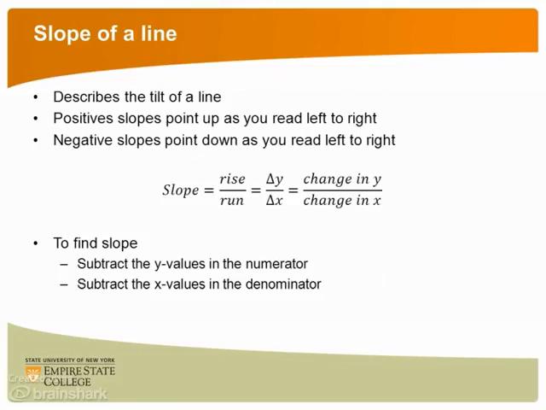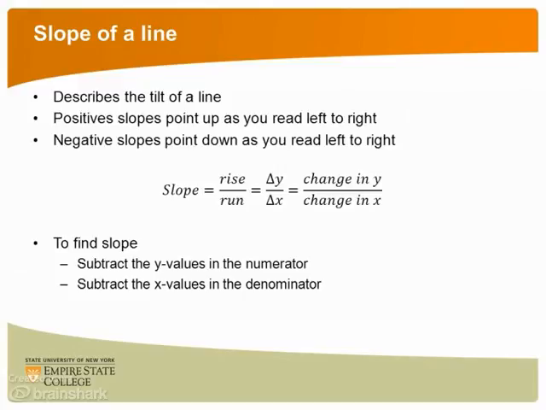The slope of a line describes the steepness of a line's tilt. A positive slope means that the line points upward as you read from left to right. A negative slope points downward from left to right. But how exactly do you find the slope of a line? To do so, you need the coordinates of 2 points on the line.